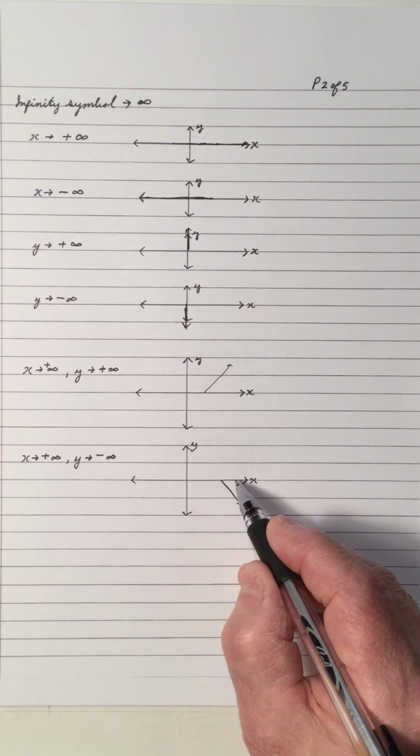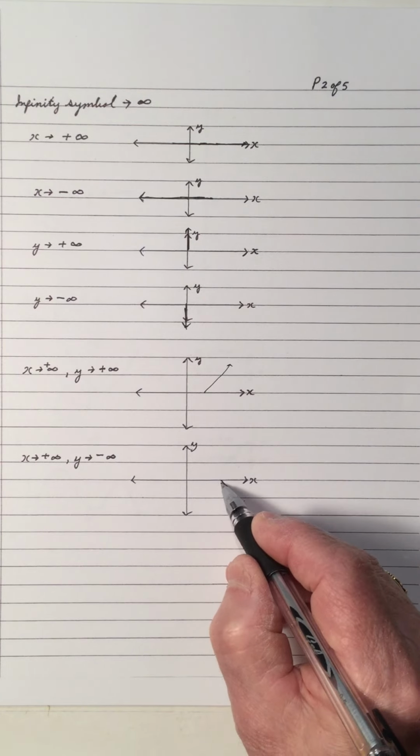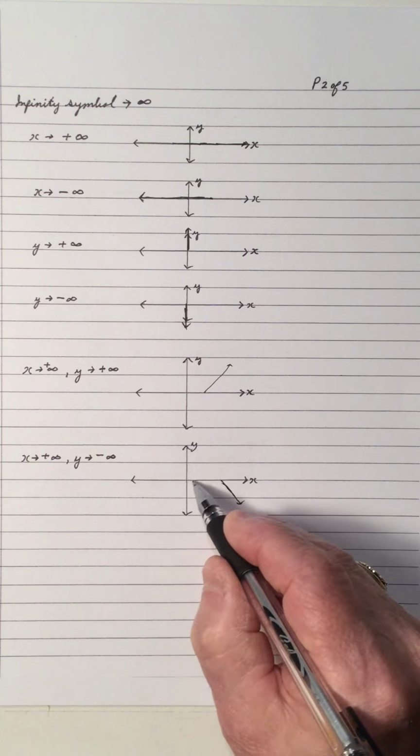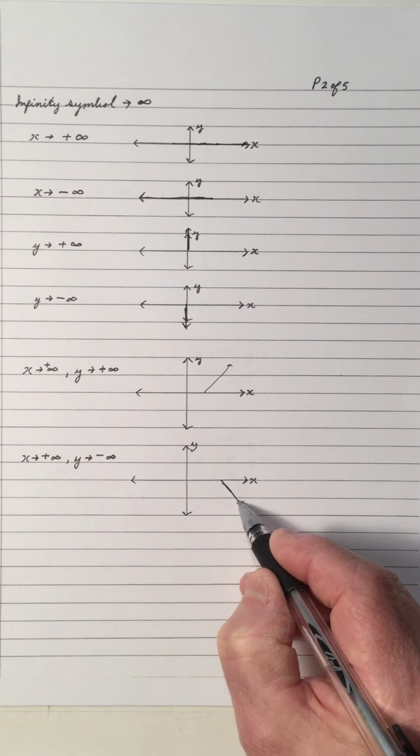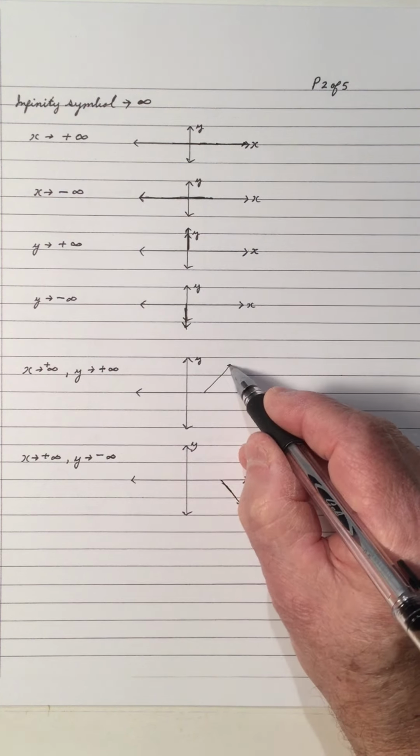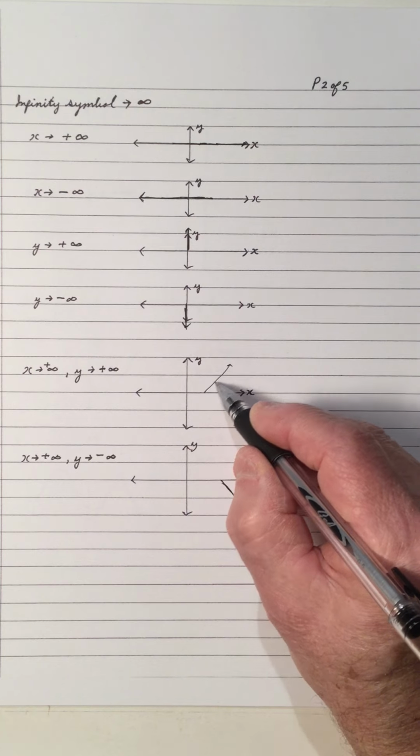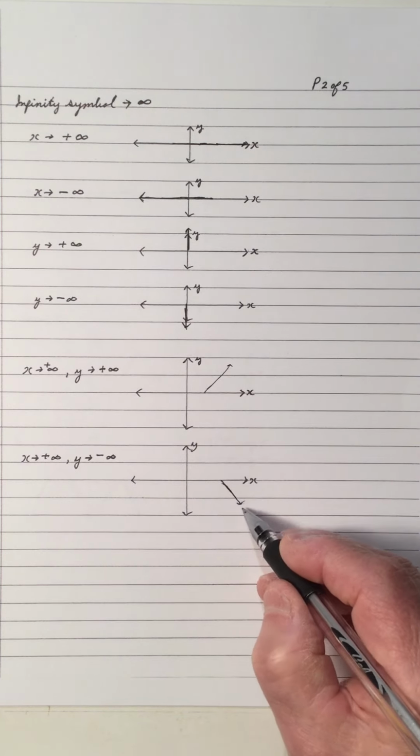X is going to positive infinity and y is going to negative infinity. That means the graph is going down. So as you go to the right, the graph goes down. And this is the case where a is greater than 0, and this is the case where a is less than 0.